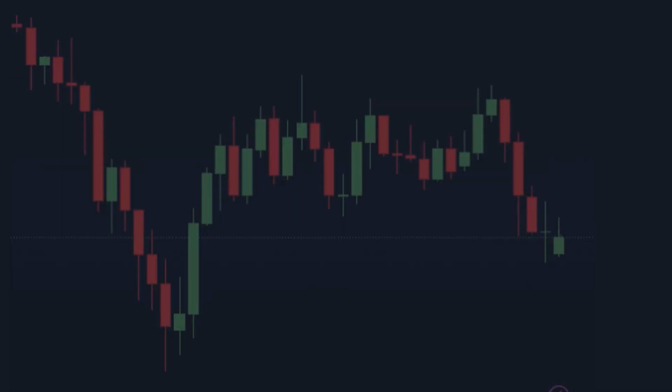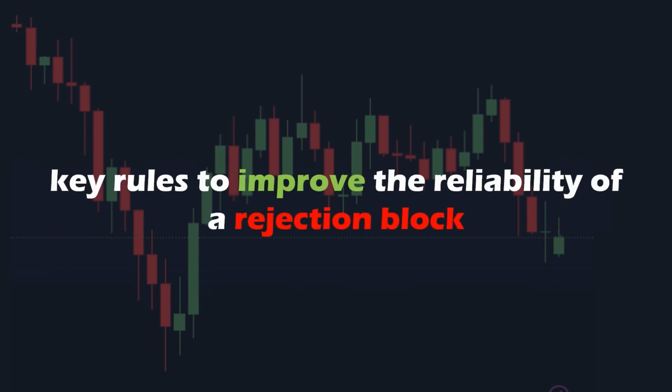It's important to understand that not every rejection block you spot on a chart will lead to a successful trade, especially if it appears on its own without a clear structure or context. To trade rejection blocks effectively, they need to align with other market conditions and factors. Through backtesting, we've learned that rejection blocks work best when certain conditions are met, ensuring a valid setup. Here are some key rules to improve the reliability of a rejection block pattern.